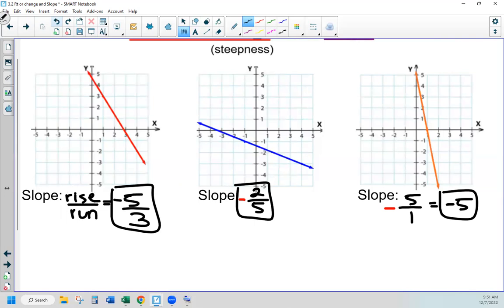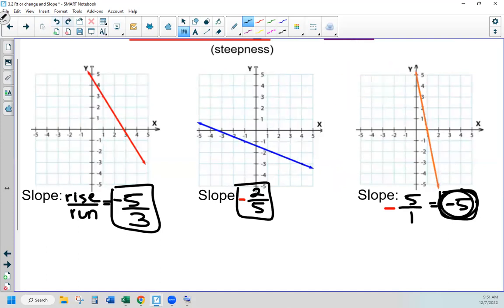So if I were to ask you, what does the line look like if it has a slope of -5? Your brain needs to go, oh, a slope of -5 means -5 rise over run. You see, you're going to want to put that denominator. So it's always easier to think about it as a fraction right away.